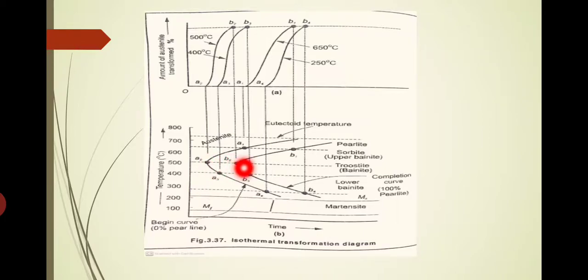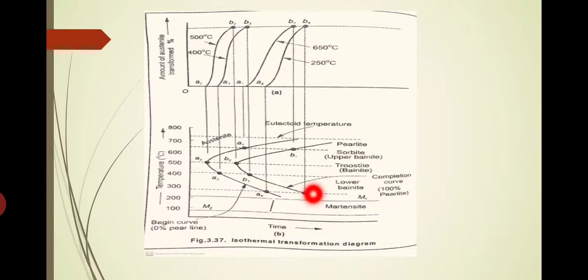Similarly, we can get the starting and final points for different temperatures. Say for 650 degrees Celsius, A1 is the starting point. I have drawn a perpendicular to the horizontal line drawn through 650 degrees Celsius. So the meeting point is A1. Similarly, B1 is the final point of the transformation. From there I have dropped a line to the same 650 degrees Celsius line. Here you will get the B1 point. Similarly, I got A2, B2, and A3, B3. A3, B3 stand for 400 degrees Celsius, and A4, B4 stand for 250 degrees Celsius.